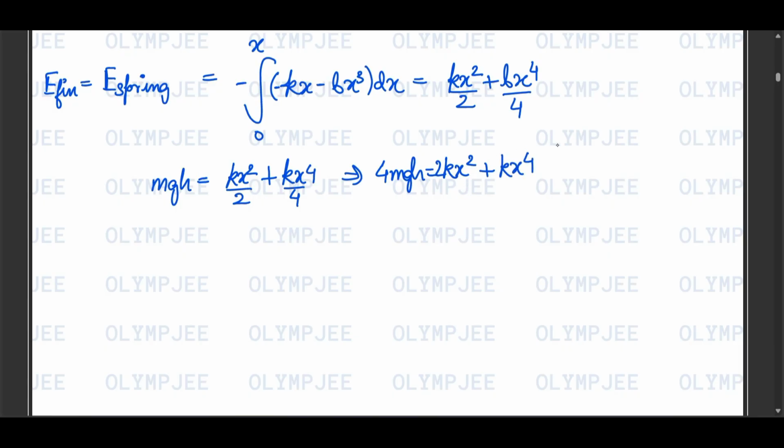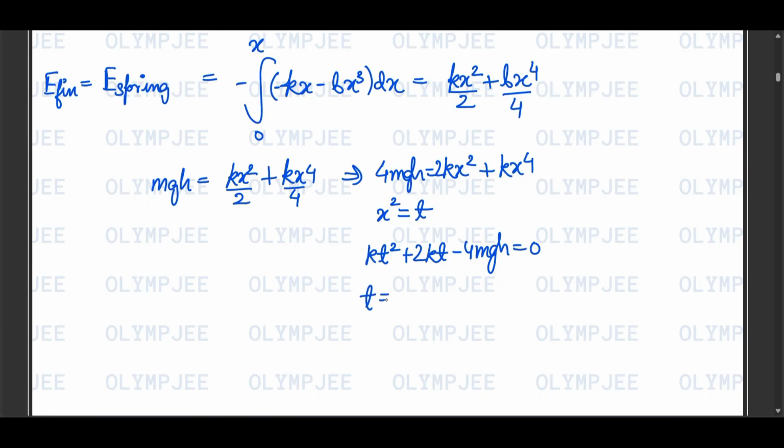Now this is a biquadratic equation and we need to find the value of x, so we will put x square as t. So this equation will become kt square plus 2kt minus 4mgh, and we need to find the roots of this equation, right? If I take this on the LHS, 0 will be here and we need to find x. So this is basically like finding the root of this equation and then taking the square root, because t is x square. So I'll use the quadratic formula.